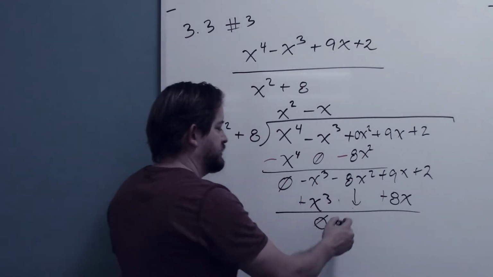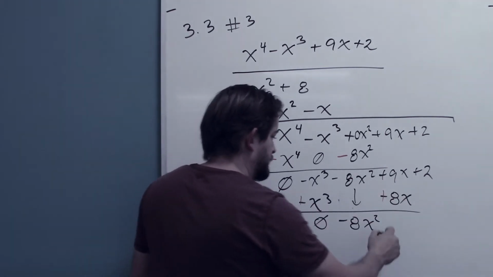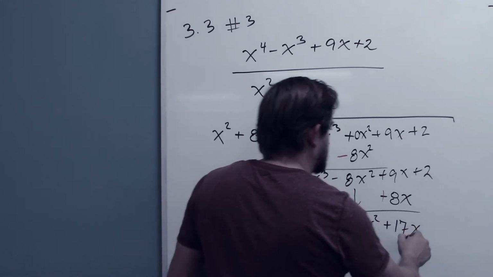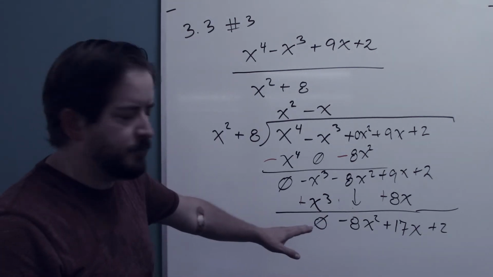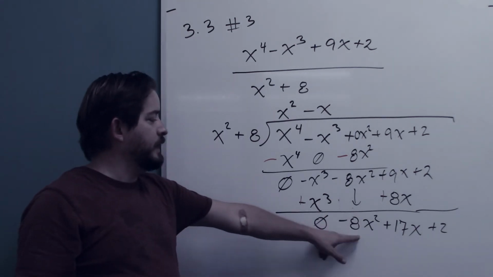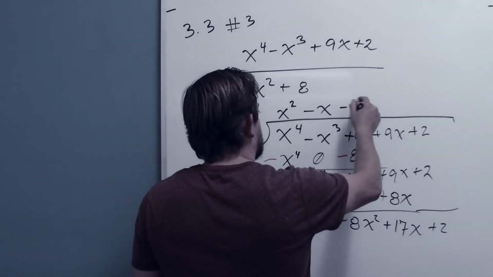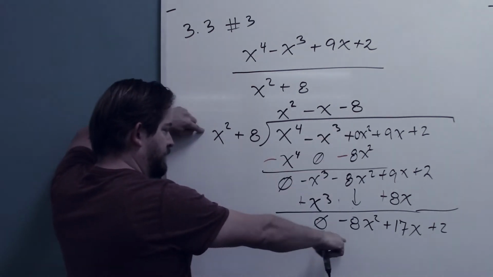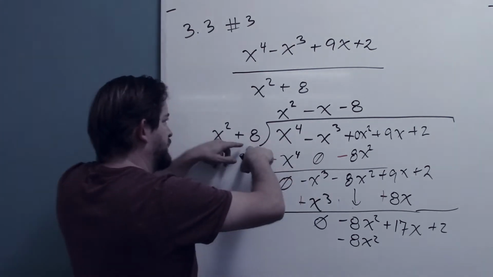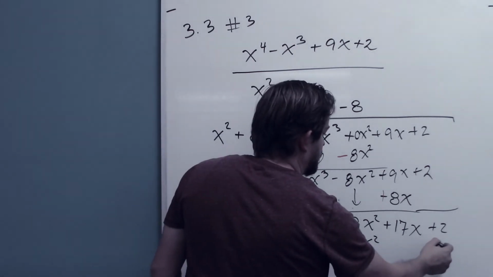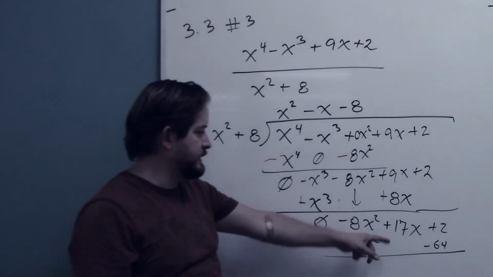This next guy in this case drops down, so I have minus 8x squared. 9 and 8 gives me plus 17x, and then I have this plus 2, right? Looks like I'm getting towards the bottom of my screen here, but I'm going to keep going. Negative 8x squared divided by x squared is just negative 8. Multiply it up here gives me negative 8x squared. Negative 8 times 8 is negative 64. When I combine these, I've got 0 there, a 17x.